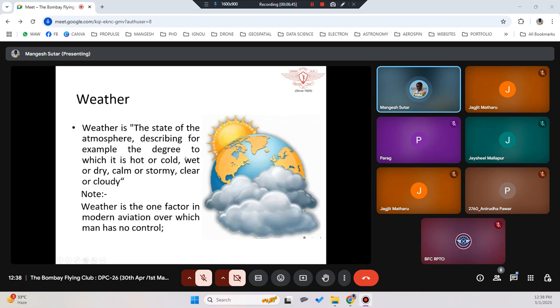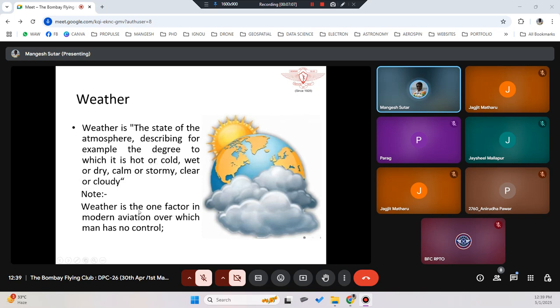Now, since we are already entering the summer, we'll say it is hot outside. When it is winter, we'll say it is cold outside. When it is rainy, we'll say it is wet outside. During extreme summer, we'll say it is dry. During the rainy season, we can say calm or stormy. It is clear or cloudy, depending upon how the weather is.